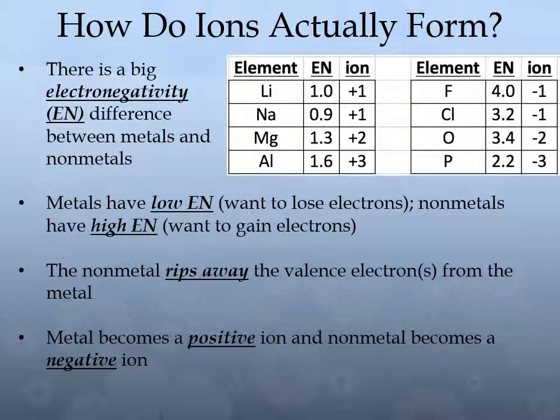These are not separate events though. A nonmetal actually takes the electrons right away from a metal that it's going to bond with, producing a negative nonmetal ion and a positive metal ion. Those positive and negative ions now can actually attract and form an ionic bond.